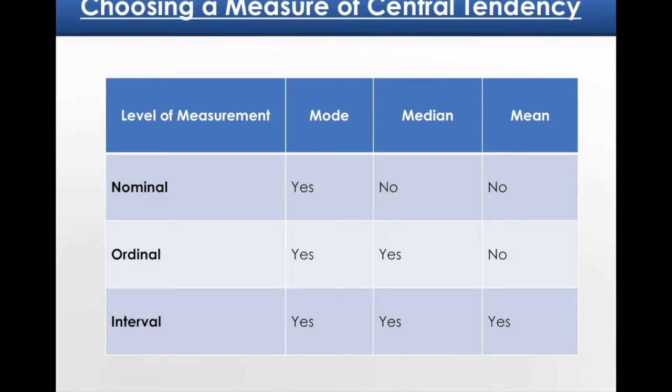Okay, so how do we know what measure of central tendency we can use? Okay, and this might be a handy chart for you to print out and keep in your notebook. If it's a nominal level variable, the mode is the only one that's appropriate. If it's an ordinal level variable, you can use mode or median. And if it's an interval or ratio level variable, you can use mode, median, and mean.